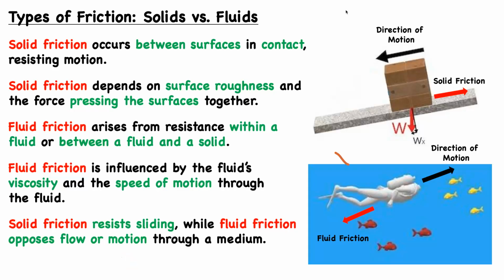And we can take a quick look at a case of fluid motion here. Here we have the example of a scuba diver moving through the water. So again, here we have the direction of motion as they go through the water, but as they do so, that motion will be resisted by the fluid friction. So where the fluid and the solid object, in this case the scuba diver, meet, that interface is where the friction will occur.